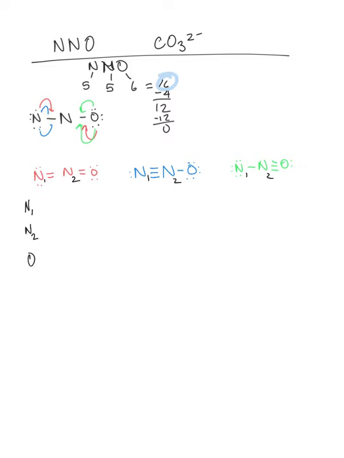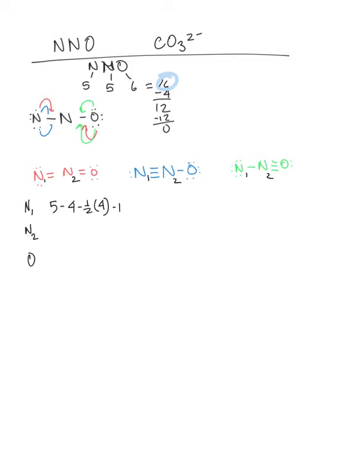So in N1, nitrogen has 5 valence electrons. It starts out with 5 valence electrons. It has 4 electrons in lone pairs there, and then it has 1/2 of 4 electrons in bonds. That gives us 5 minus 4 minus 2, which is minus 1.